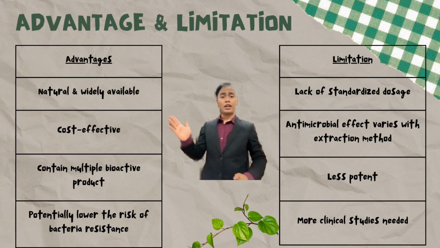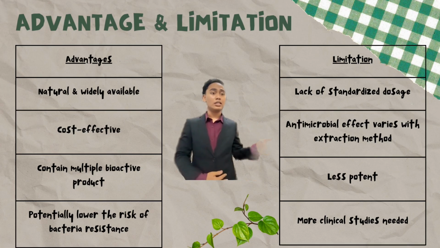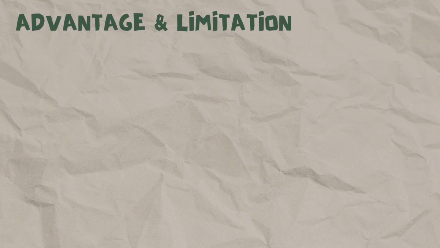Betel leaf also has advantages and limitations. Advantages are that it is natural and widely available, cost effective, contains multiple bioactive compounds, and potentially lowers the risk of bacterial resistance. Limitations are lack of standardized dosage, antimicrobial effect varies with extraction method, it is less potent, and more clinical studies are needed.